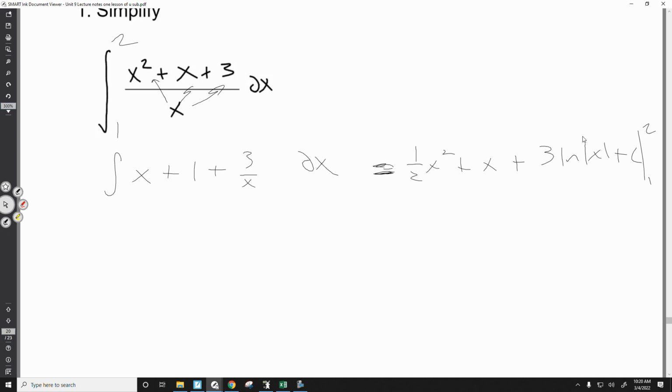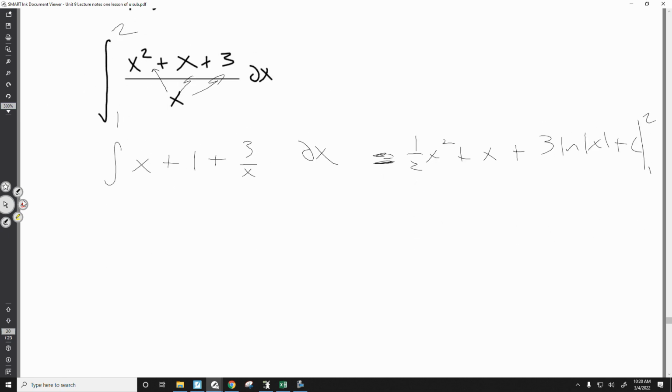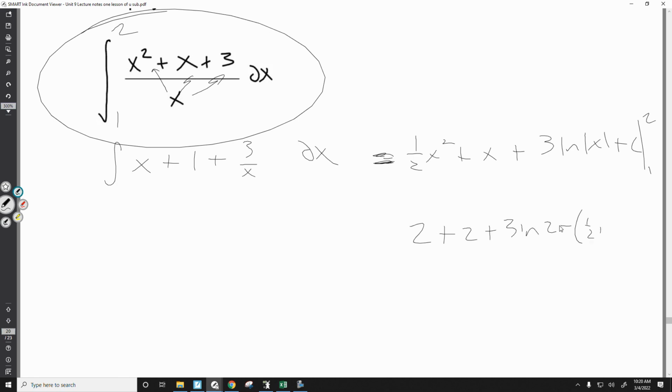Putting the restrictions at the end like that, is that your answer, is that good? No. Oh, you would have to. If I ask you to find this, called the definite integral, I'd ask you to get the exact numerical value, as much as you can. So I would get 2 plus 2 plus 3 log 2 minus 1/2 plus 1 plus 3 log 1. The natural log of 1 is 0. So 4 plus 3 log 2 minus 3/2. That's 2.5 plus 3 log 2. That's the answer. Got it?